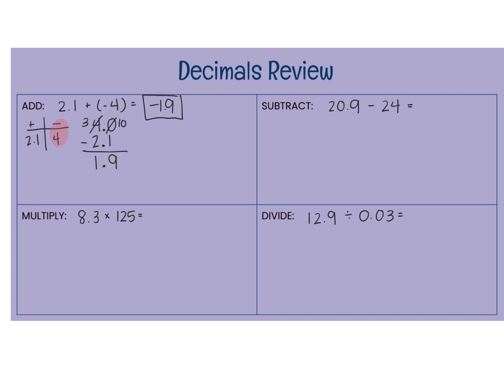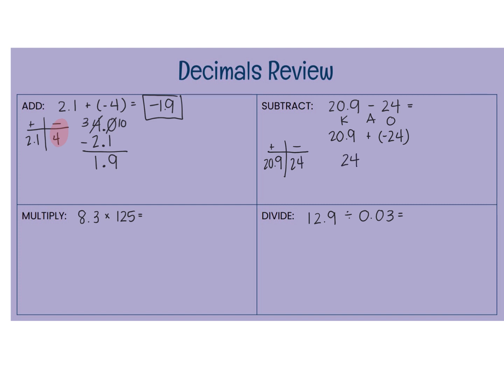Next up is subtraction. When we see subtraction, we always start by doing keep, add, opposite. So I'm going to get 20.9 plus opposite of 24, which is negative 24. Once it's addition, we're going to draw our t-chart, place those values in the t-chart. They're on different sides, so we subtract.